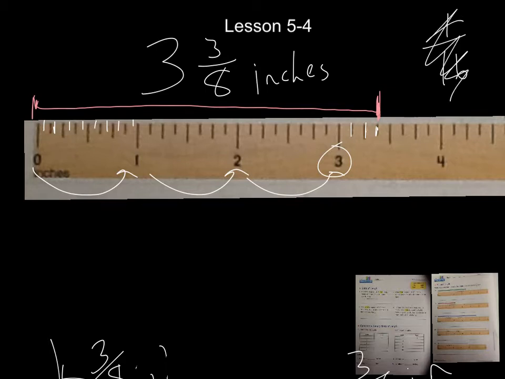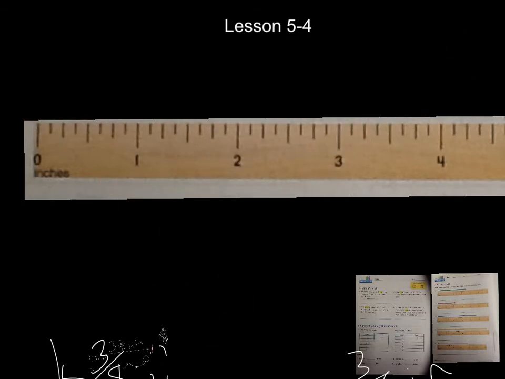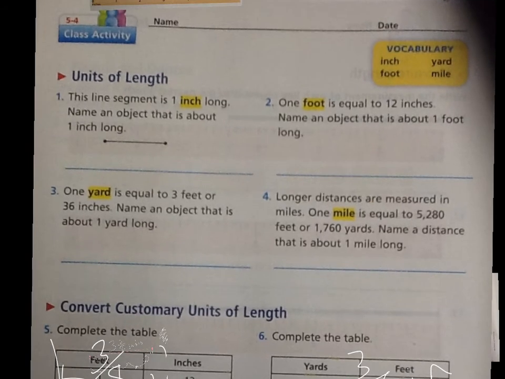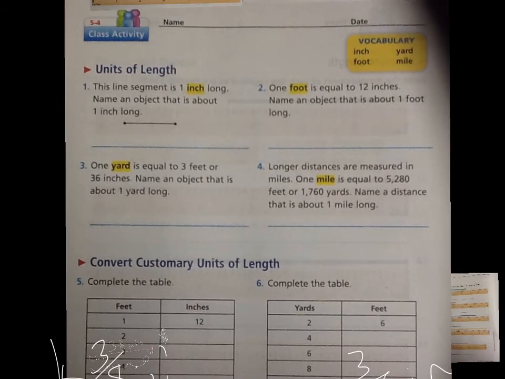So I spent most of the lesson trying to talk to you about the ruler, but that's fine because that's basically what the lesson's about. So here's a vocabulary up top: inch, foot, yard, and mile. So number 1 says the line segment is 1 inch long. Name an object that is about 1 inch long. Okay, just think of something that's about an inch long. Remember, this is an inch. Think of something that's an inch long.